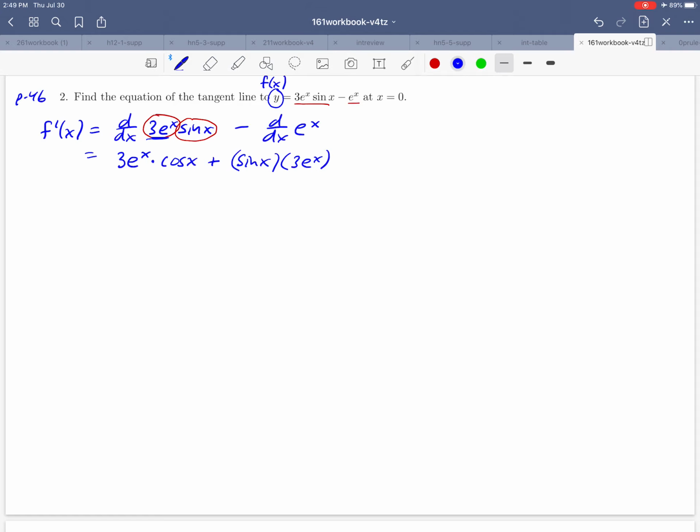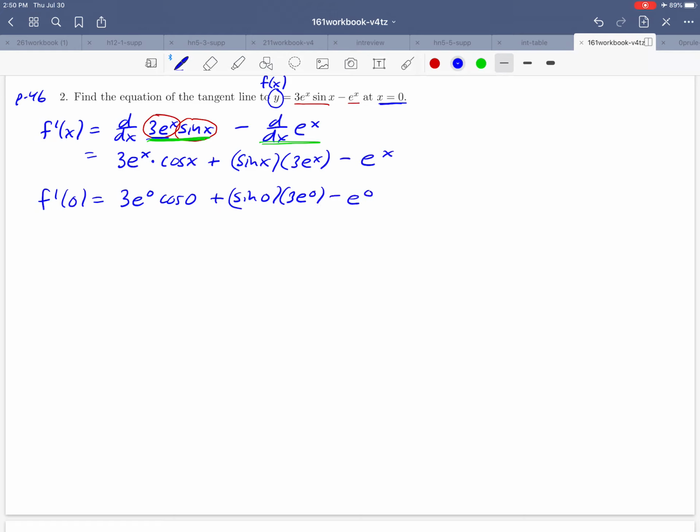What we've written so far is the derivative of this product. And now we come to the second piece. We're going to subtract the derivative of e to the x. That's just going to be minus e to the x. There's our formula for the derivative. To get the slope of our tangent line, we're just going to substitute in the appropriate value of x. That's 0 in this case. So f prime of 0 is going to be 3e to the 0 cosine of 0 plus sine of 0 times 3e to the 0, minus e to the 0.